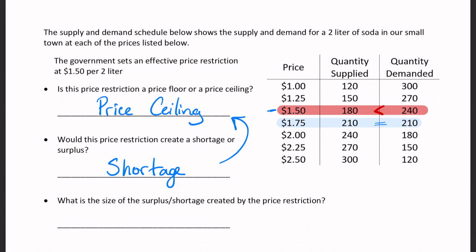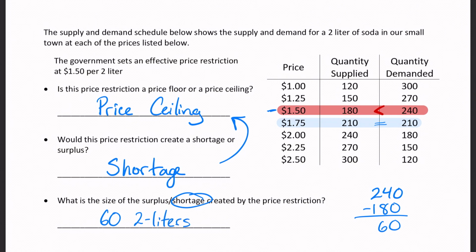Now, what is the size of that surplus or that shortage? Well, it says surplus or shortage, but we're looking at a shortage here. What is the size of that shortage that's created by that price restriction? Well, we see that 240 are being demanded, but only 180 are being supplied. So if we do some math there, we see that the size of this shortage is 60 liters. There are going to be 60 people who are left over wanting to purchase a 2-liter because the price was so cheap at that price restriction.